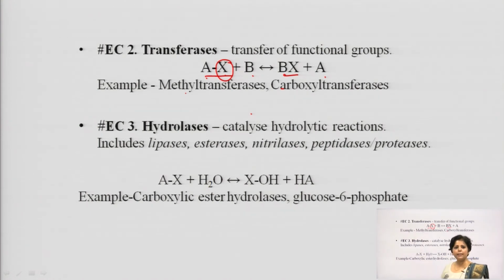The next one is EC3, that is hydrolase. Name indicates hydrolytic reaction. These hydrolases catalyze the hydrolytic reaction. It includes lipase, esterase, nitrase, peptidase, protease, etc. कैसे? AX is the substrate where the H2O molecule will act. क्या करेगा, hydrolysis of AX and HA will be formed. For an example, carboxylic ester hydrolase, glucose 6 phosphatase are the examples.